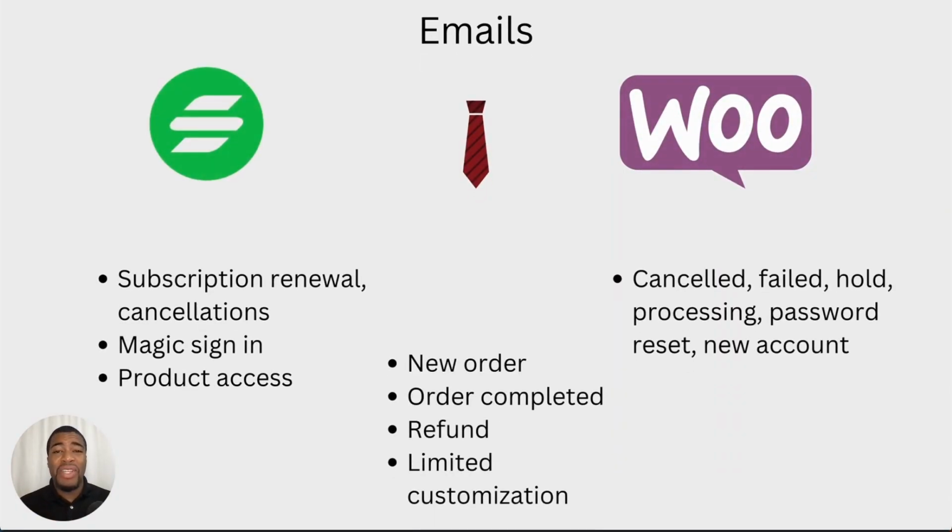Emails. Emails are very important, especially transactional emails. These aren't marketing emails we're talking about, like your newsletter, but emails that typically happen because of some type of transaction. So SureCart has subscription renewal and cancellations. It also has a magic sign-in button, which is really cool, and product access. WooCommerce has canceled, failed, on hold, processing, password reset, and new account emails. Now they both have new order, completed, and refund, and they're limited when it comes to customization for the emails. I'm going to give this category a tie between SureCart and WooCommerce.